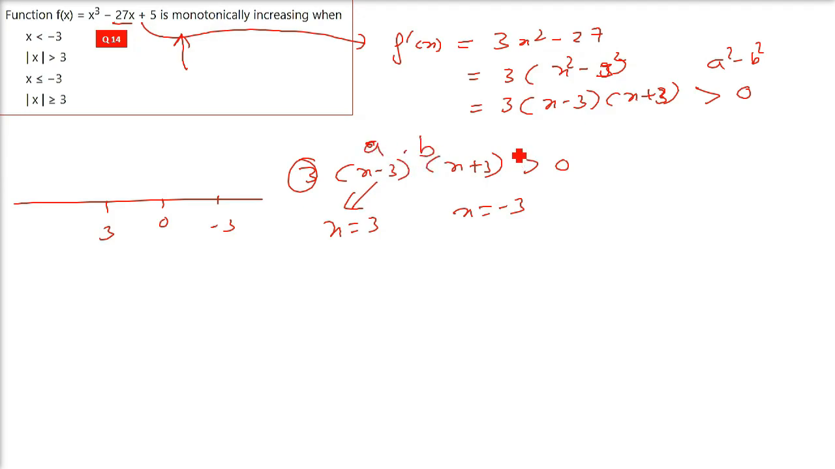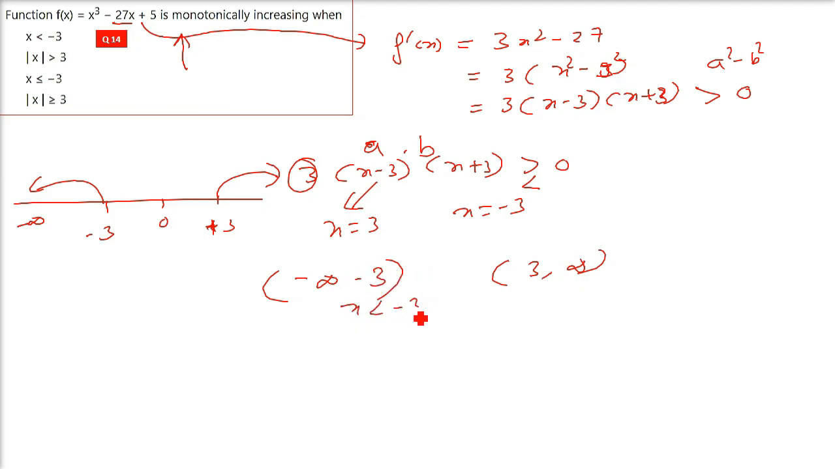But if you see, a into b is greater than 0, where a and b are the factors, that is anything which is below minus 3 and above plus 3. That is what the answer will be. If a into b is less than 0, then we take things which are inside, between 3 and minus 3. So we have two intervals here: negative infinity to negative 3, and positive 3 to positive infinity. Or you can say x is less than minus 3 and x is greater than 3, which is the solution when we have two factors multiplied, one is plus and one is minus.